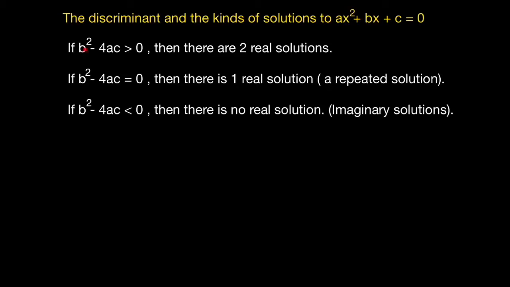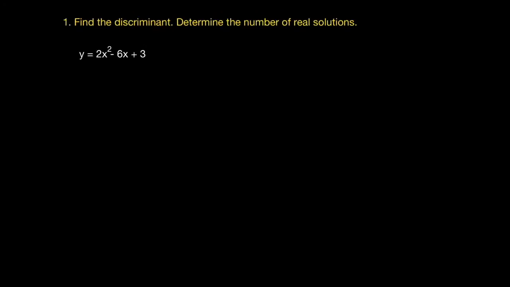Also, I want you to notice that the b squared minus 4ac pops up in the quadratic formula. It's the stuff that's underneath the square root. Now let's begin to calculate this with an example. Let's look at example number 1, find the discriminant, and then determine the number of real solutions.